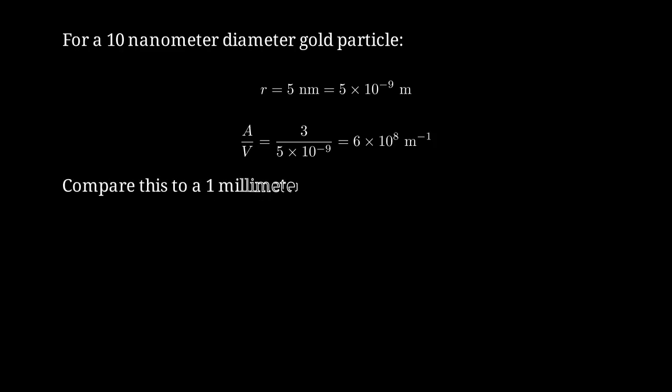Now let's compare this to a macroscopic gold sphere with 1 millimeter radius. The surface-to-volume ratio is only 3,000 per meter. The nanoparticle has 200,000 times more surface area per volume.